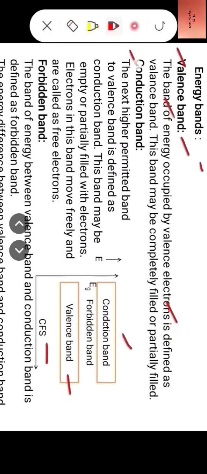Now let us define conduction band. The next higher permitted band to valence band is defined as conduction band. I repeat, the next higher permitted band to valence band is defined as conduction band. This band may be empty or partially filled with electrons. Electrons in this band move freely and are called free electrons.